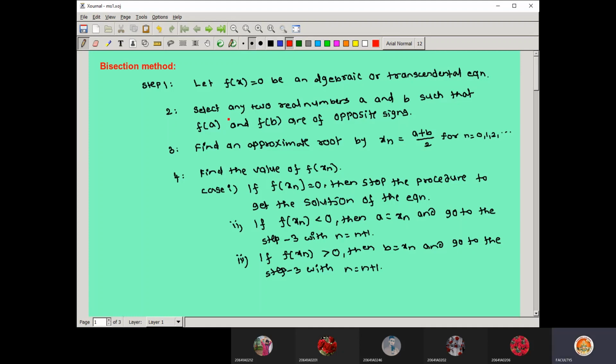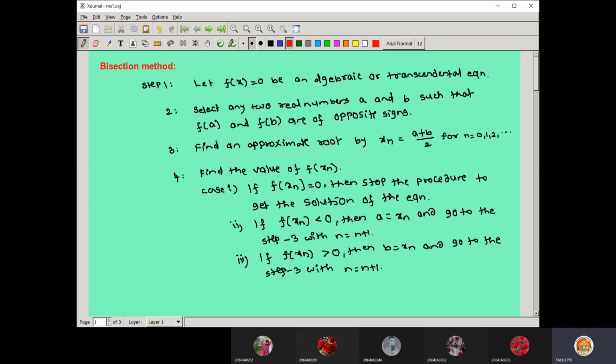Once again, I will give you a brief procedure of the bisection method. Unless you focus on this particular procedure, you can't find the solution for the given expression. Whatever the algebraic or transcendental equation, it is denoted by f of x equal to 0. Immediately you calculate two real numbers a and b such that f of a and f of b are of opposite signs.